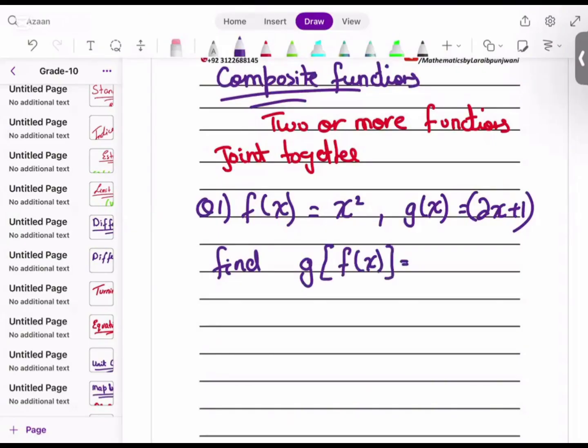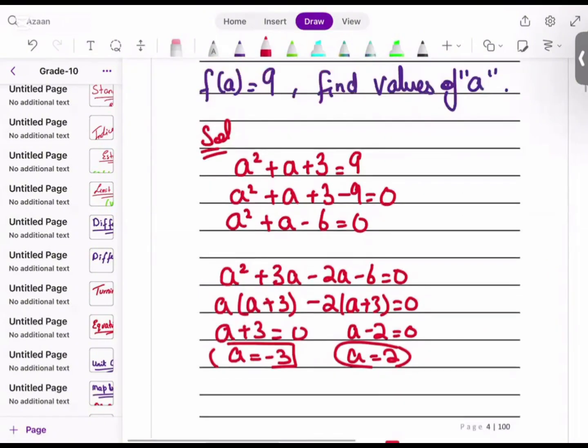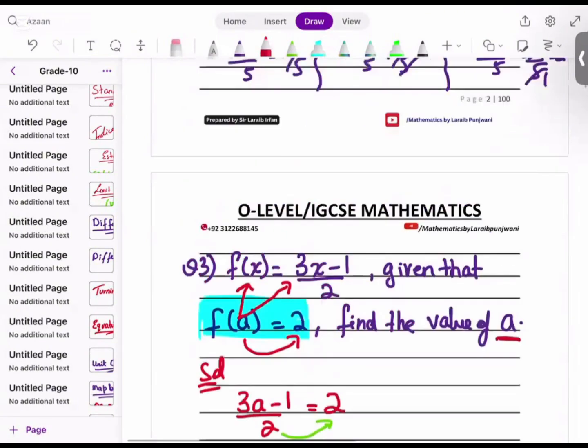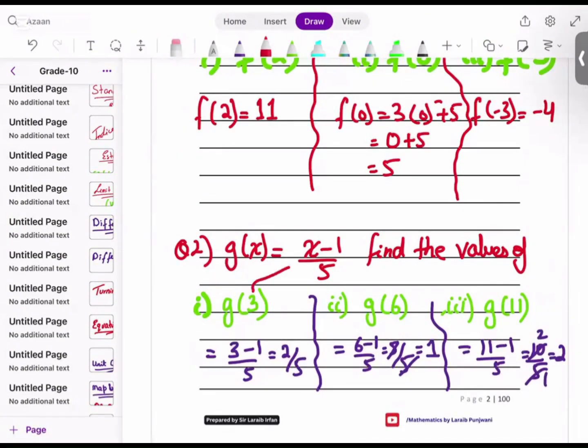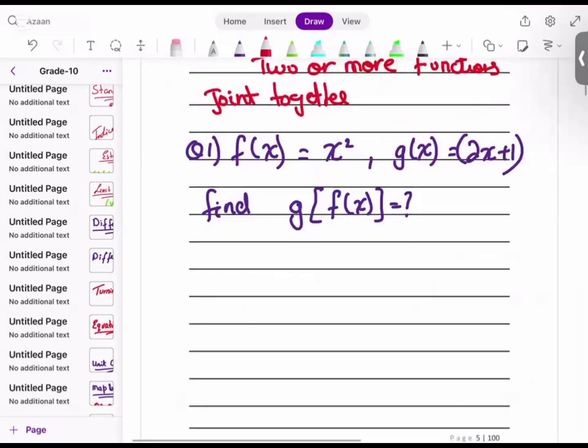So this is how you will get the question. You can see that in the previous questions, if we see the simple question, we have to put the value of 3 in this function, we have to put the value of 6 in the function, we have to put a numerical value and get the answer. But right now you can see that they are saying that in function g you have to put the function f(x).